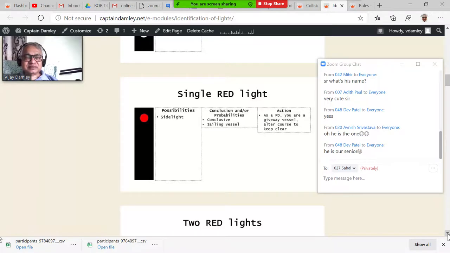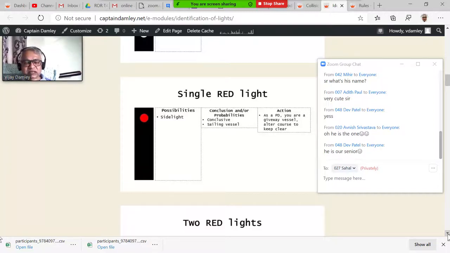Okay, now if you see only one single red light, it means it is a side light of a sailing vessel. So your responsibility again comes back to the same rule as a power-driven vessel: you are a give-way vessel. You alter course to keep clear. Now, alter course, not necessarily to starboard or anything, you can alter any way you like.